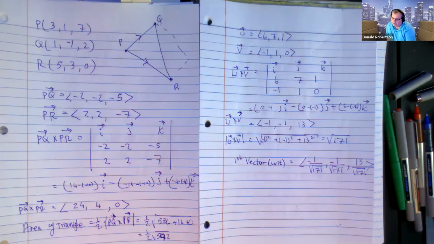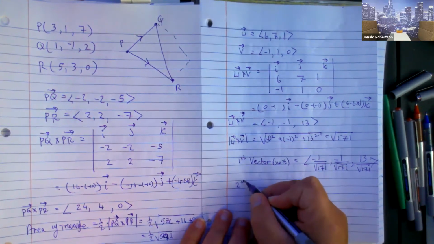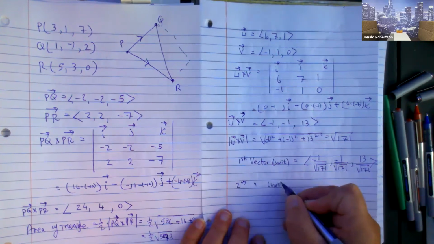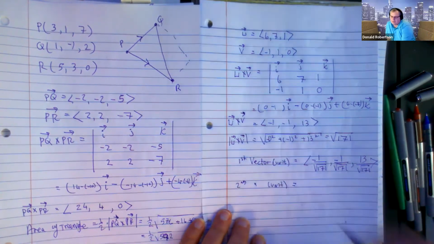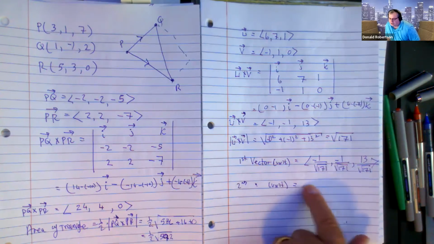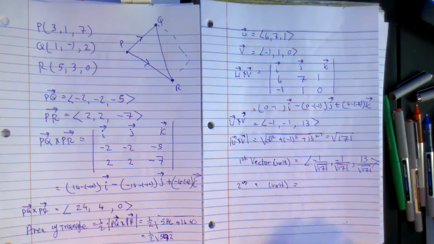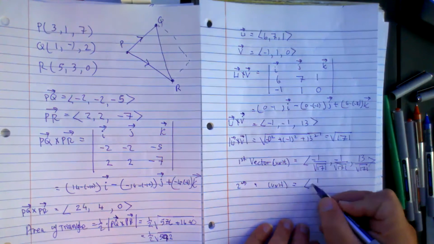But that's only the first answer. They said, find 2. What could you do to this vector to generate a second one? And it's still got to be a unit vector, so you can't do much to it. Multiply it by -1. Find the one going in the opposite direction.